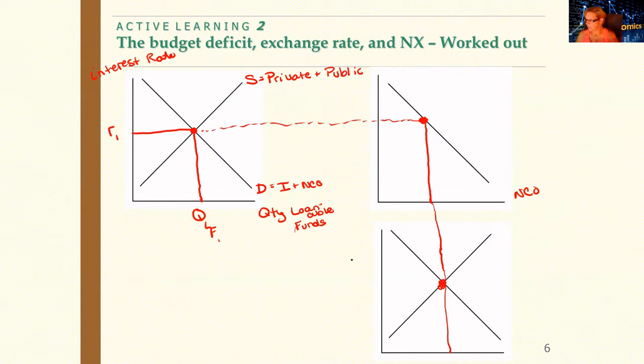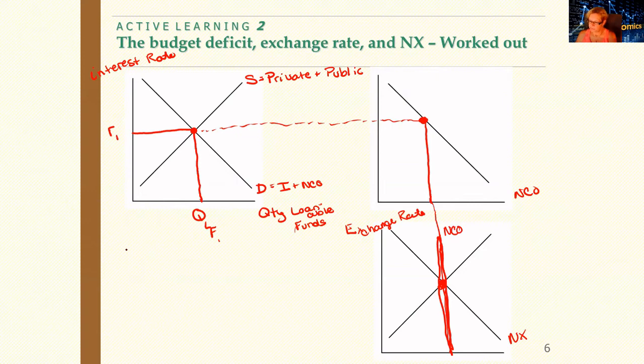so here we have the real exchange rate. Here we have net exports. And our supply curve here should be right here. So that's net capital outflow. Should be right there. Okay.